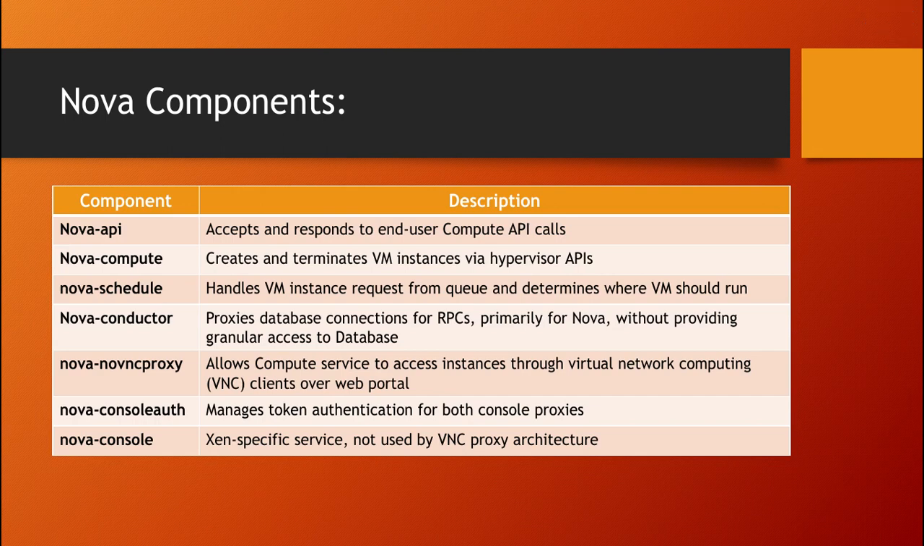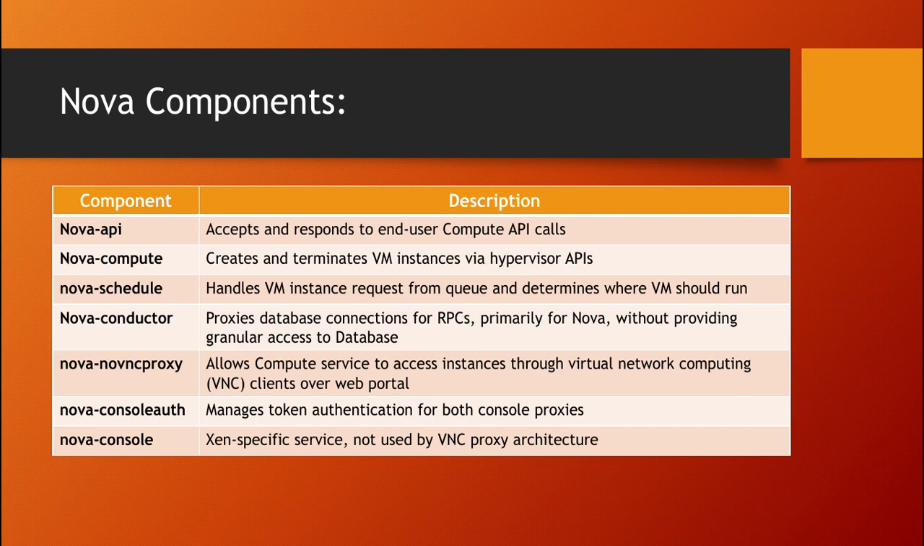So there are multiple components inside your Nova. Mainly those components are Nova API. What is the Nova API? It accepts and responds to end user compute API calls, so it will mainly listen for API calls. Whereas Nova compute is the main component inside your Nova which is responsible for creating and terminating VM instances via the hypervisor API. What it does is call the hypervisor API to perform this creation, deletion or termination of the VM instances.